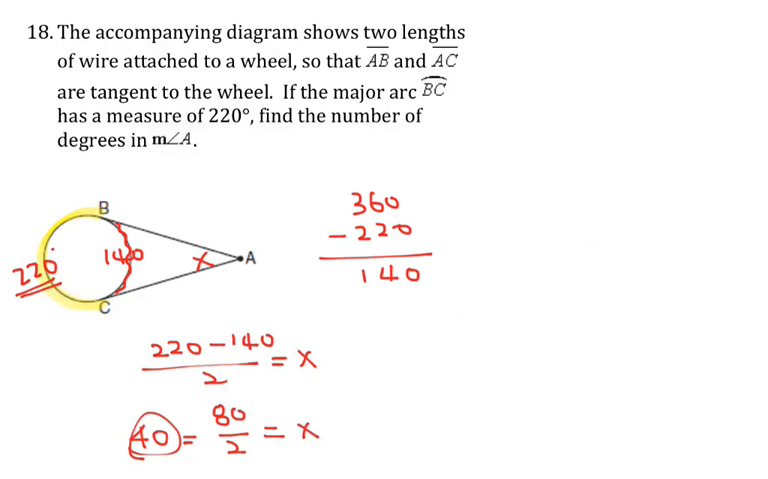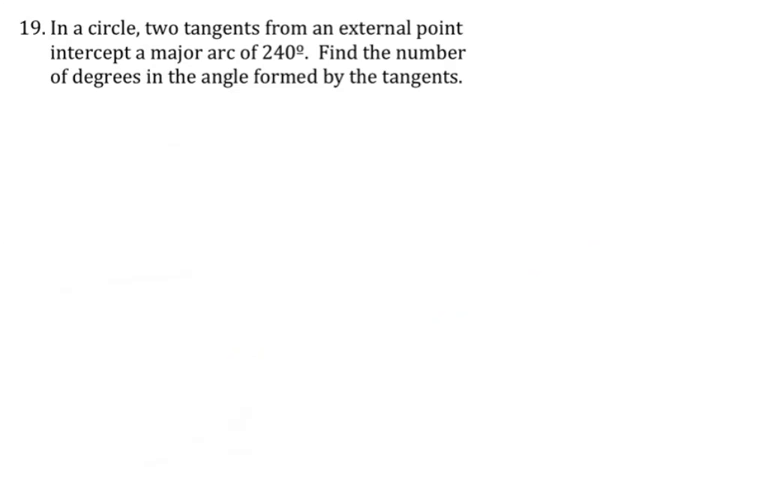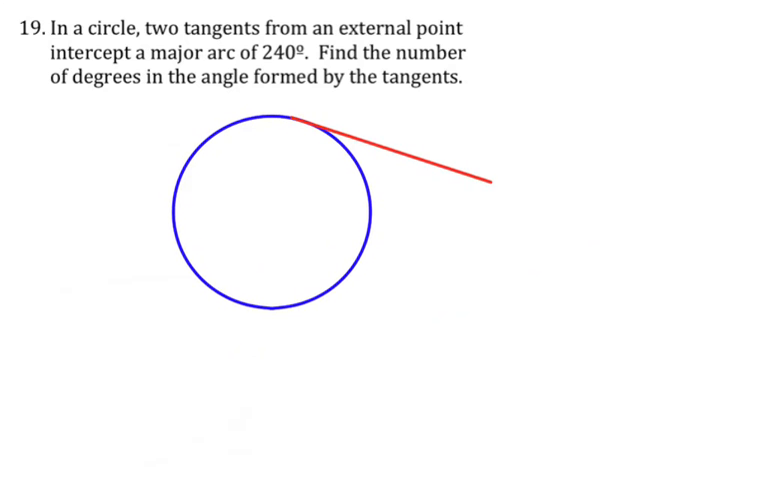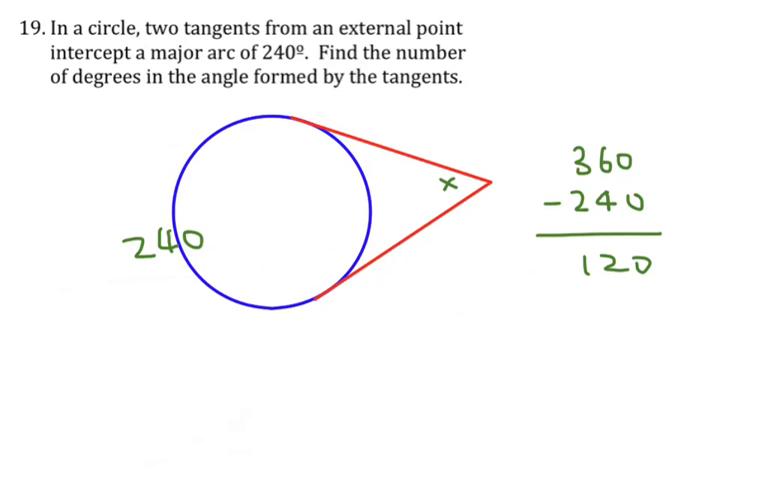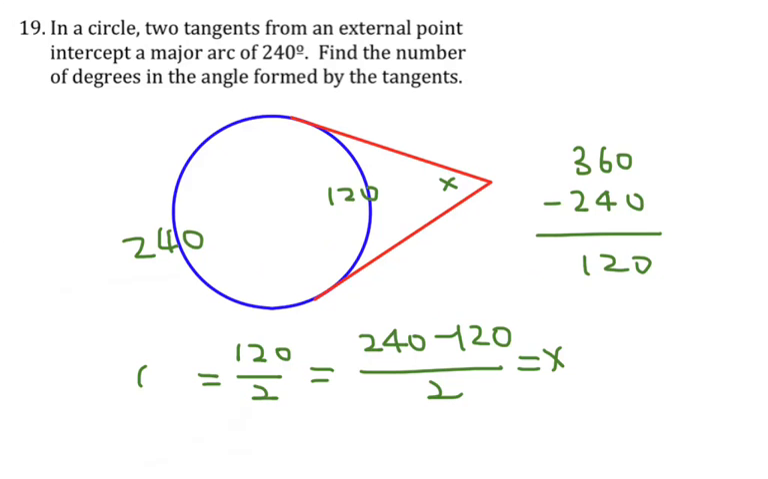All right, let's continue. Number 19. In a circle, 2 tangents from an external point intercept a major arc. So I have a circle, 2 tangents. Okay, here the major arc is 240. Find the number of degrees in the angle formed by the tangents. So I'm going to call this one x. What is this one? Same reasoning as before. 360 minus 240, we know that to be equal to 120. And that 120 is right over here. Then to find x, what we're going to be doing is 240 minus 120 divided by 2 will be equal to x. Notice that that becomes 120 over 2, which is equal to 60. So 60 becomes our final answer.